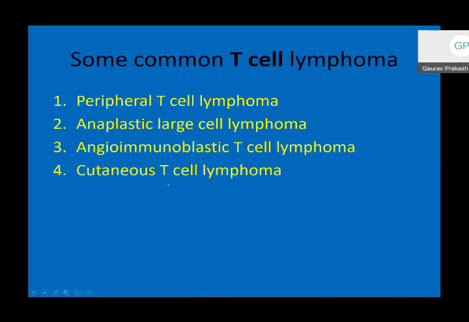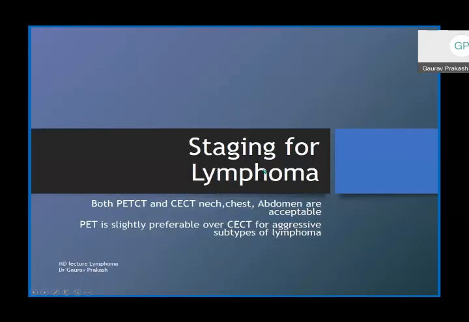Now, we have talked a lot about B-cell lymphoma because B-cell lymphomas are very common, the commonest one. For T-cell lymphoma, in the interest of time, I am just giving you the names. The commonest T-cell lymphoma is number one, peripheral T-cell lymphoma. The others that you should know are anaplastic large cell lymphoma, AITL or angioimmunoblastic T-cell lymphoma, and cutaneous T-cell lymphoma. Cutaneous T-cell lymphoma is nothing but the other name of mycosis fungoides. All right. So this is T-cell lymphoma.